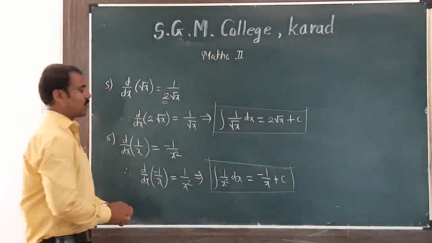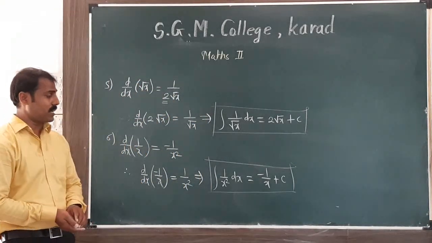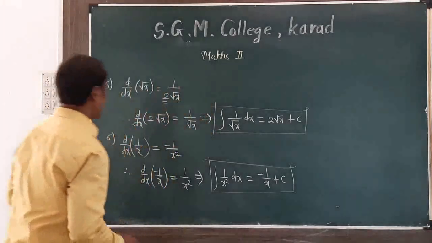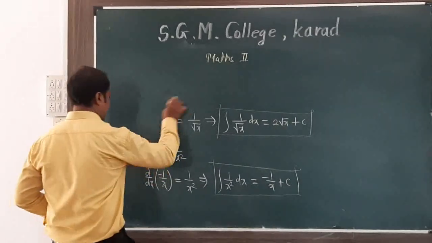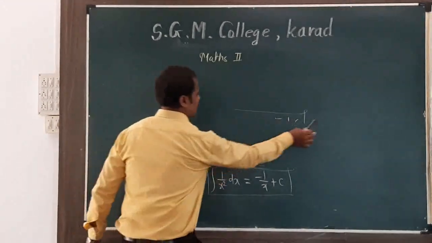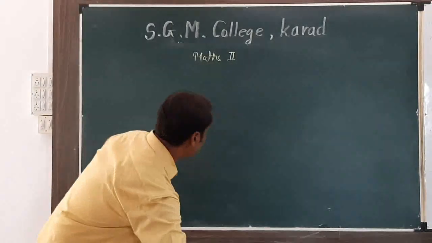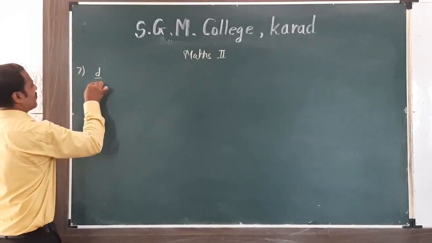Here is the formula for integration of 1 upon x square dx is equal to minus 1 upon x plus c. Now, we know the formulas for derivatives of trigonometric functions such as sin x, cos x, tan x. First, we see d/dx.